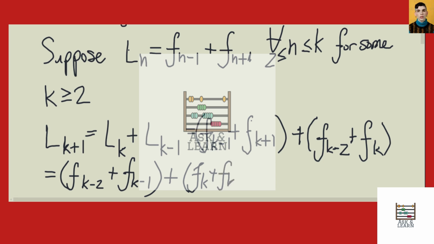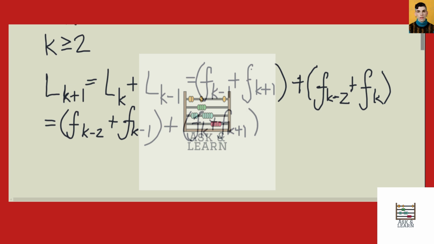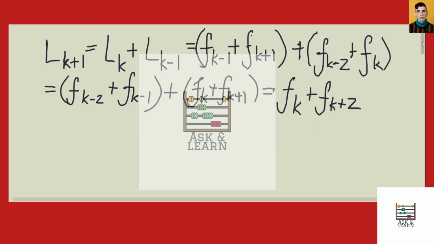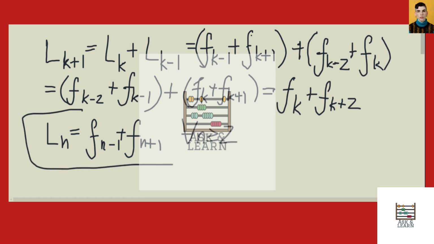And we have, by the recurrence relation for the Fibonacci numbers, that this is equal to F_k plus F_{k+2}. And this is what we wanted to show. So it follows that L_n is equal to F_{n-1} plus F_{n+1} for all natural numbers greater than or equal to 2 by induction.